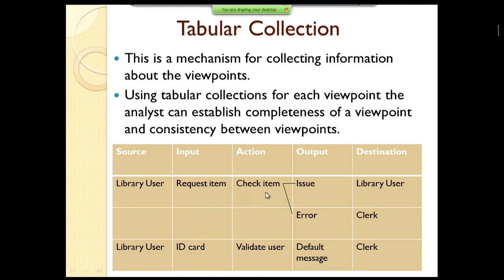Here you can see that library user is a source. Whenever he requests an item, the action done is check an item. If the item is there, it is issued by the library. It is issued to the library user, or else if an error occurs, it is sent to the clerk.